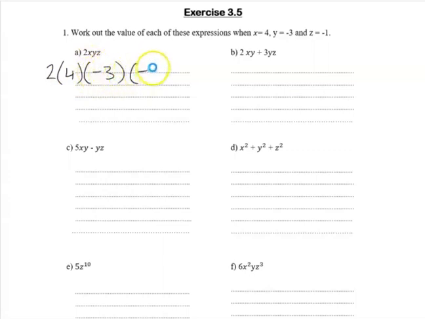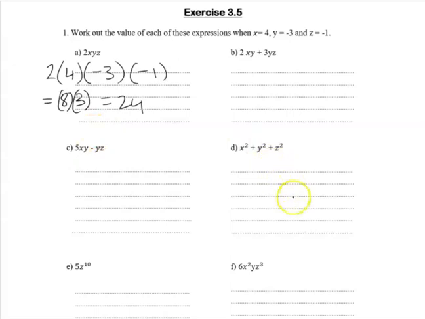Z is minus 1. Now when there's no sign between a variable and a number, or a variable and a variable, it implies multiplication. So what it's saying in question A is 2 times x times y times z. So 2 times 4 is going to give me 8. Then minus 3 times minus 1 is plus 3. And that's going to give me 24.